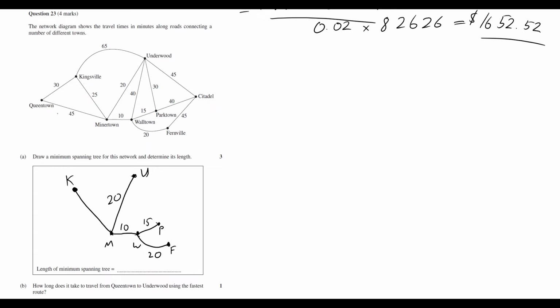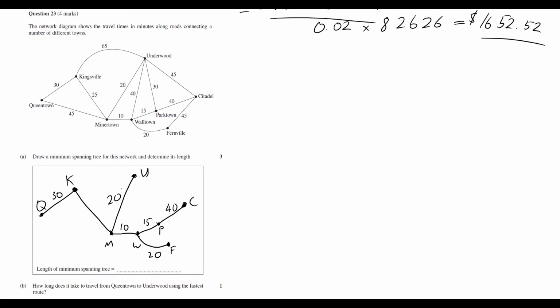Alright, so then we have a 30 going from Kingsville to Queenstown. And I think we're almost there. The only part that isn't connected yet is Citadel. So to connect Citadel to our network, all we need to do is join Citadel to Parktown. And that's just going to be given as such here. Alright, so I believe that's all of our different towns connected now.